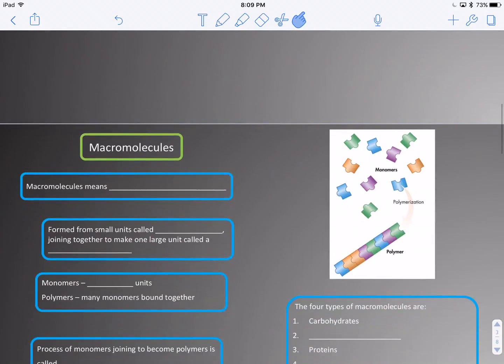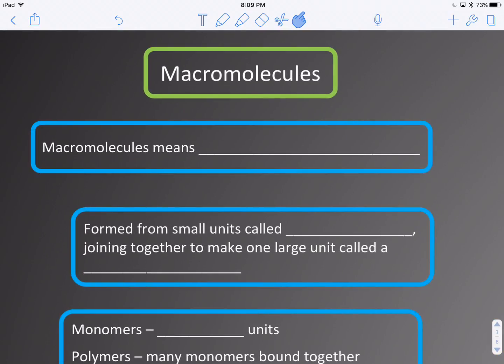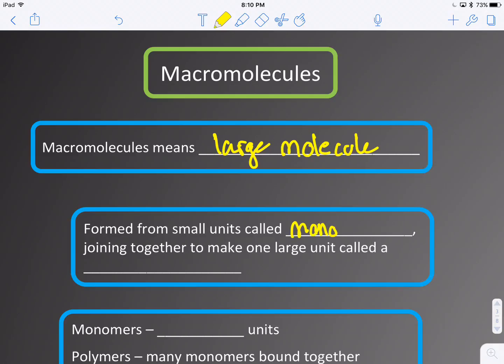But let's move on. So macromolecules, this is exactly where we're picking up from where we left off last time. I'm sure you guys are wiggling in your seats because you already know all these answers. Macromolecule, we know that that means large molecules. It's these monomers that fuse together, these individual puzzle pieces, if you will, that fuse together to make the puzzle, which happens to be a polymer.